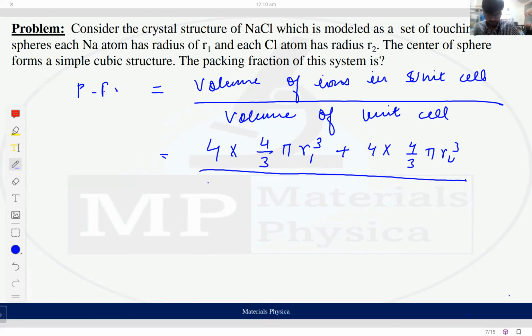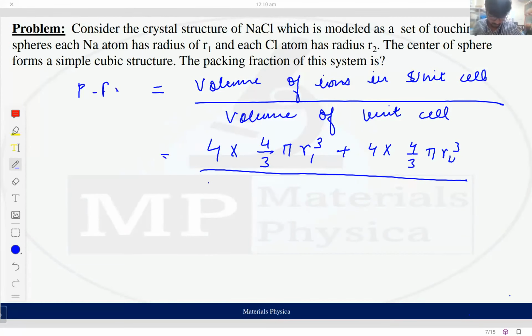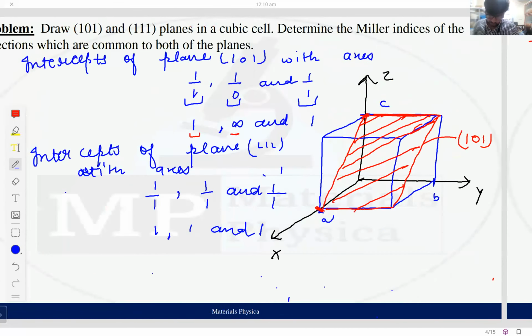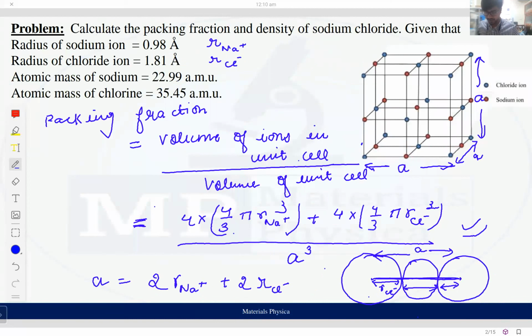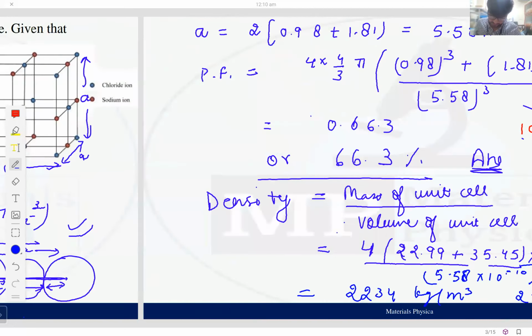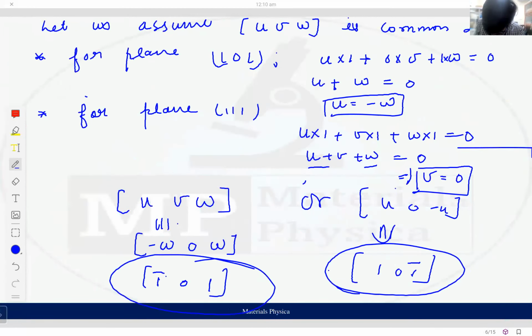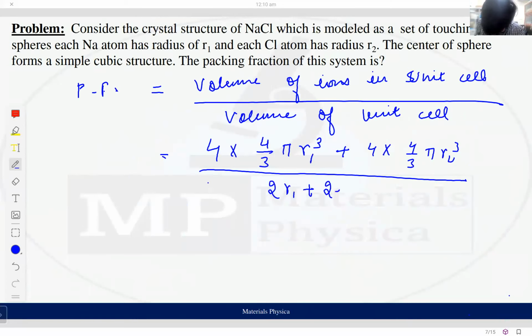In the first question, we have seen the lattice parameter would be equal to 2 times the radius of the sodium ion plus 2 times the radius of the chlorine ion. We can take 2 common, so it becomes 2 R_Na plus 2 R_Cl. So here we have R1 in the place of R_Na, and R2 in the place of the radius of chlorine. This is the value of a, the lattice parameter.